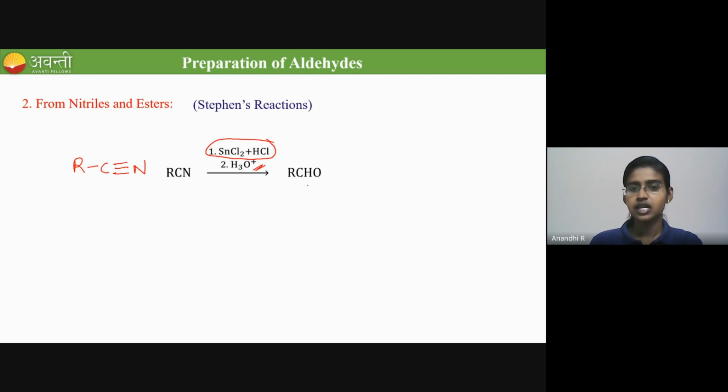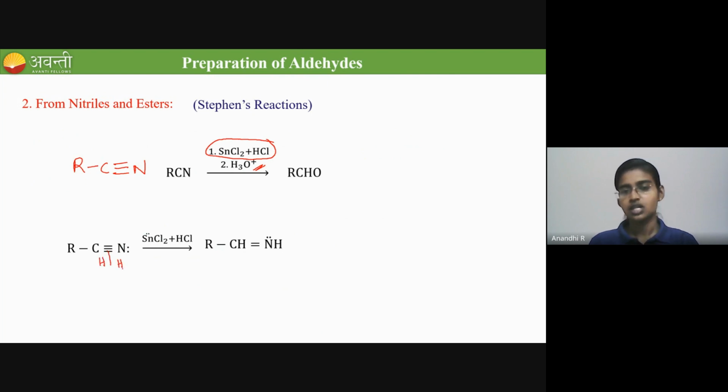Okay, CN is getting converted to CHO. So how does this occur? You need to study the mechanism, right? So first you take this RC triple bond N compound and treat it with this tin chloride and HCl, and it forms a compound like this. So how to get this compound from this? This tin chloride and HCl is a reducing agent. Reduction means addition of hydrogen, right? So break one of the triple bonds here, add one hydrogen to the carbon and another hydrogen to the nitrogen. So you'll get this compound which is called imine.